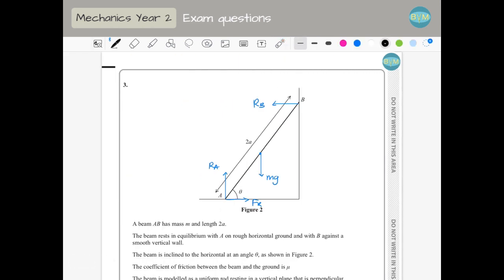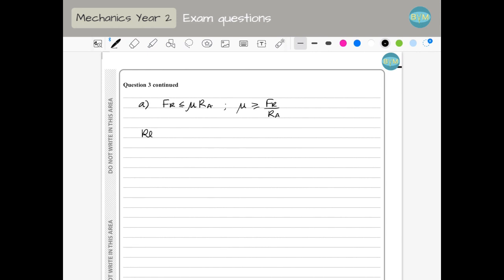Either the sum of forces, where the resultant force in any direction is 0, or moments about any point being 0. In all the questions we will need a combination of both. So we need RA, and RA is quite straightforward because if we resolve vertically, we only have two forces. Resolving vertically, RA pointing up is equal to mg pointing down. So we have one of the two things that we need.